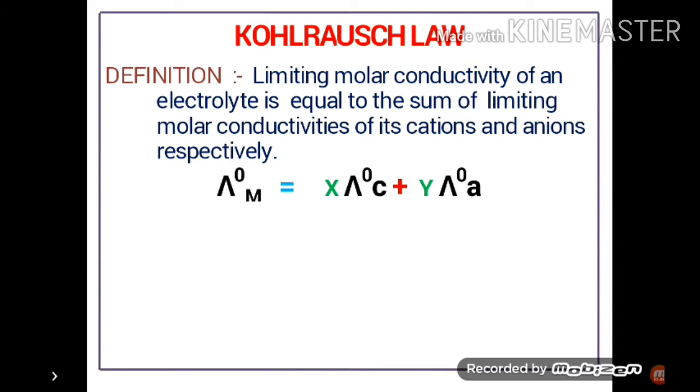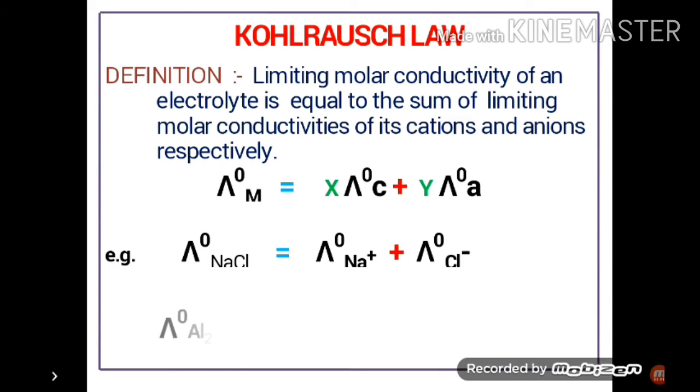For example, if we see the example of sodium chloride, then for sodium chloride NaCl, the Kohlrausch law can be written as lambda naught NaCl is equal to lambda naught Na plus and lambda naught Cl minus. Here you can see clearly that if you dissolve NaCl into water, it will generate one sodium ion and one chloride ion. So the value of x and y are 1.